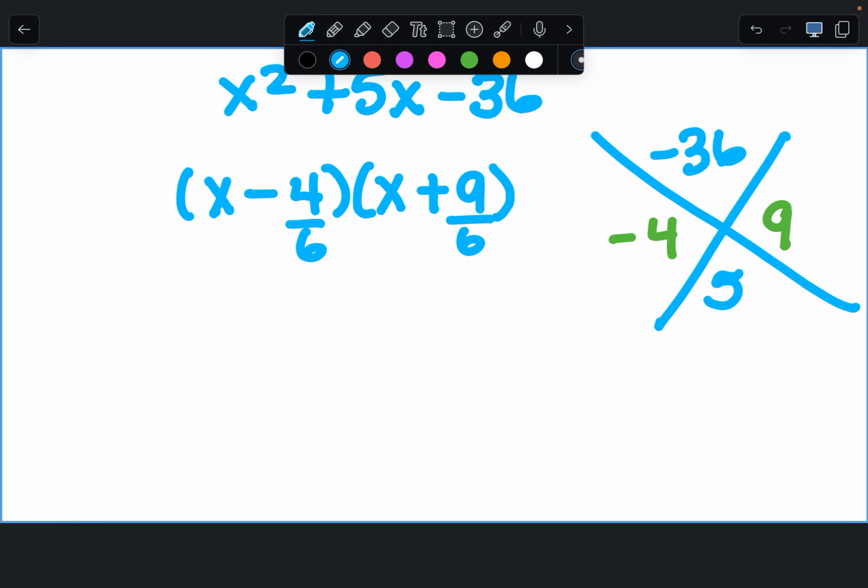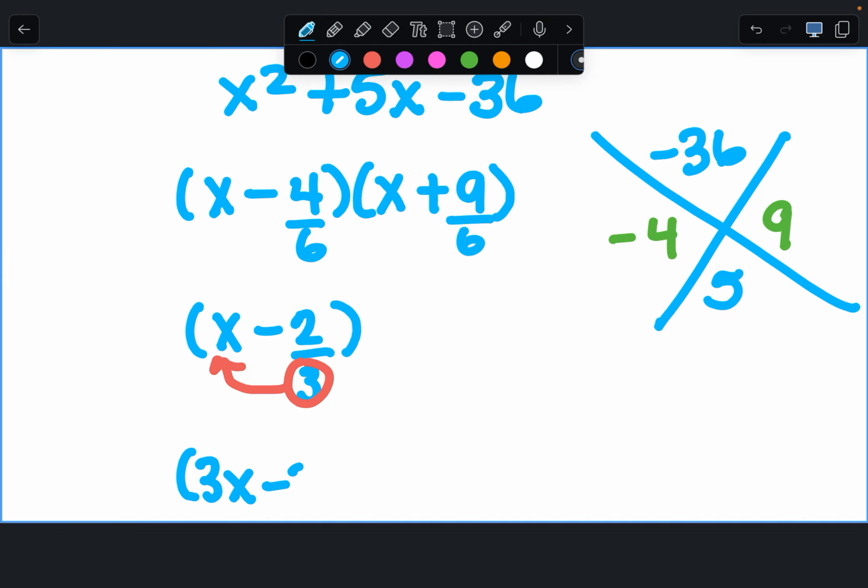2/3. So write the new fraction and do bottoms up with the new fraction. So 2/3 becomes what? 3x minus 2. And 9/6 can simplify. What is 9 over 6? 3/2. So that one becomes 2x plus 3.